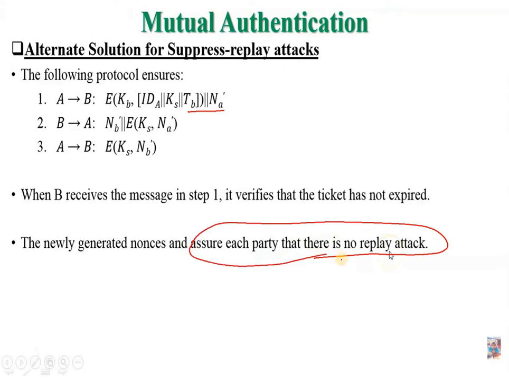Because a replay attack is possible when the opponent X copies the message and shares the same message to another party. So during that, what happened? The timestamp will expire, yes or no? The timestamp becomes older. So once the timestamp becomes older, we will not accept such a message. Like that, we can avoid the replay attack.